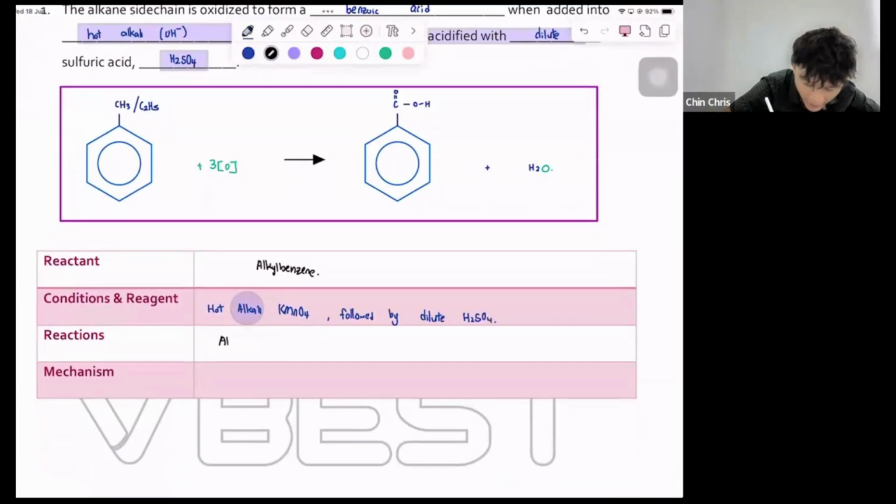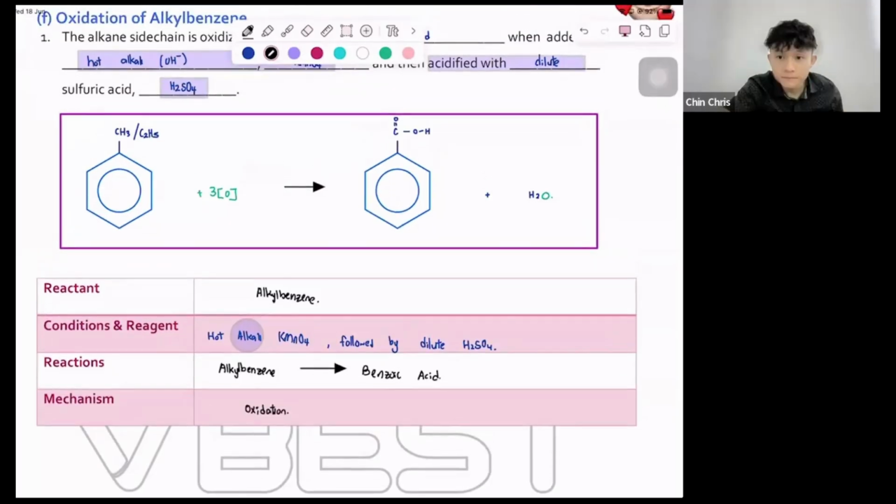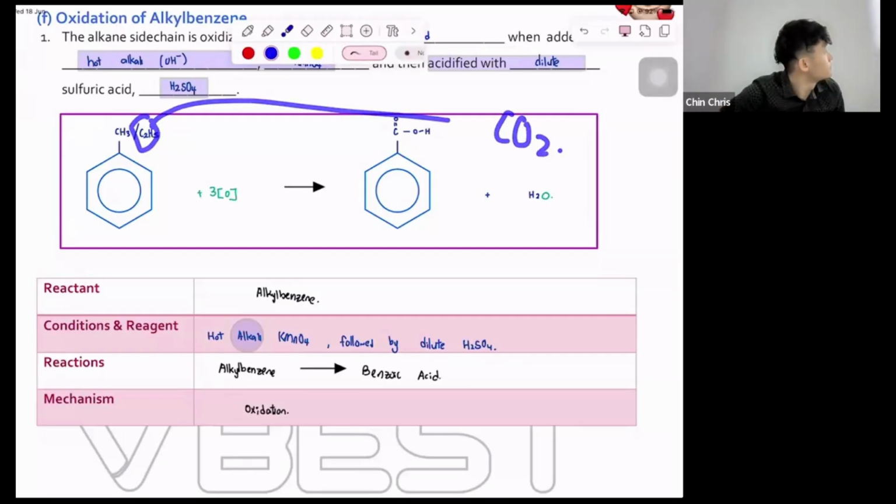Okay, and guys, I have an alkyl benzene. If I oxidize it, it's going to turn into a benzoic acid. In this oxidation reaction, the carbon in the C2H5 will just turn into CO2. So let's say if you use a C2H5, the second carbon will just turn into a CO2.